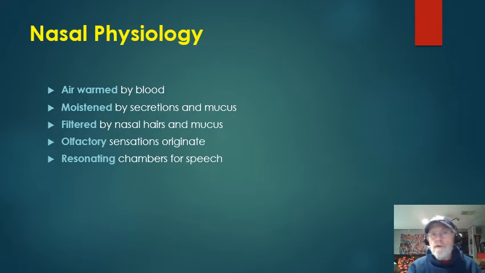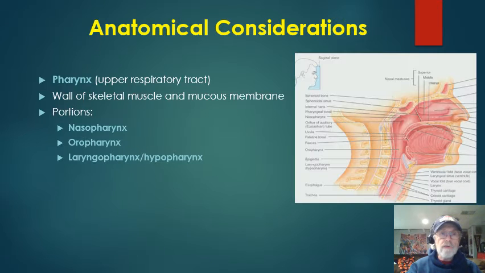Again, just a review of what happens in the nose and why the nose is so important. Air is warmed by the blood. Perfect. Air is moistened by the secretions and mucus inside the nose. Perfect. Air is filtered by the nasal hair and gets trapped in the mucus. Perfect. We smell by the olfactory sensory nerve endings in our nose. Perfect. And then we use the nose for speech as a resonating chamber for certain different sounds. All these things come together, and they are quite important when it comes to what the nose really does.